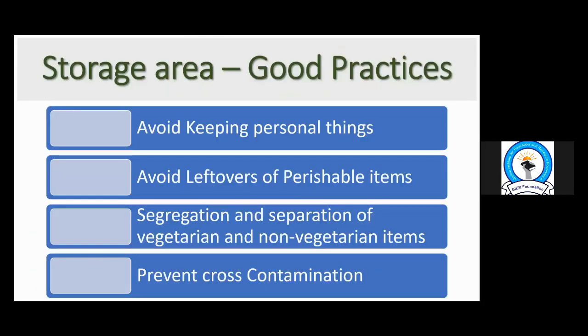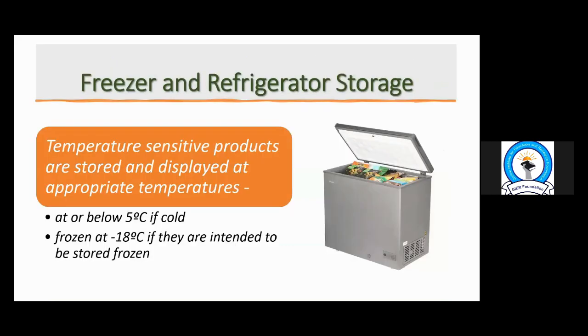Storage, I told you. What are other good practices? Avoid keeping personal things in the store area. Avoid leftovers of perishable item. Cleaning has to be done properly. Segregation and separation of veg and non-veg items, and prevent cross contamination. If you have one freezer and you have veg and non-veg items, can you store them together?